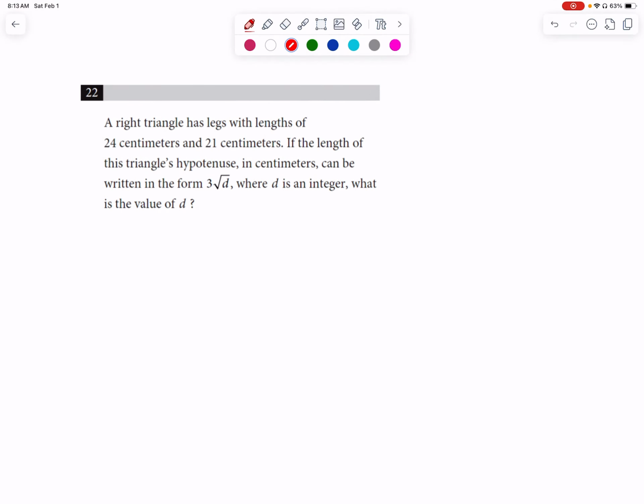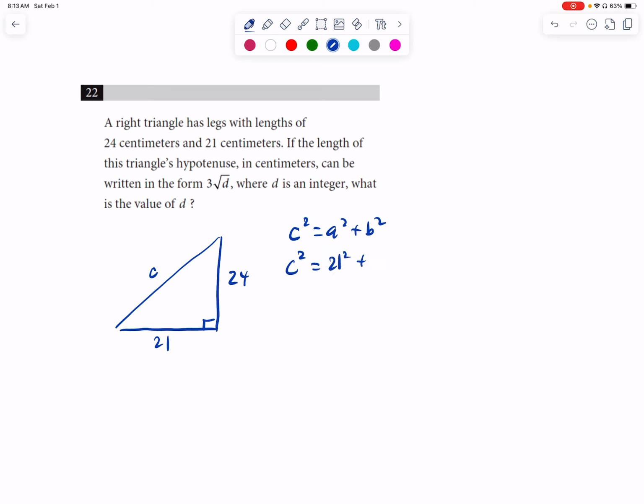So I'm going to go ahead and sketch a picture, as I usually do. We've got a right triangle. We have a 24 for one leg, and we have a 21 for the other leg, and we can call the hypotenuse c. So we'd use the Pythagorean theorem on it, of course. So c squared is equal to a squared plus b squared. I don't have anything to put in for c, so I'll leave it. It doesn't really matter which leg is which, so I'll say 21 squared plus 24 squared.